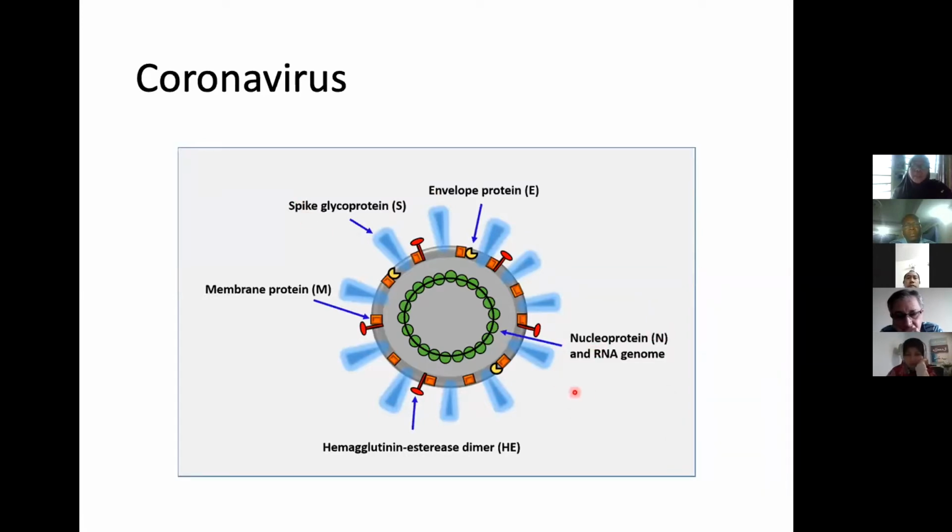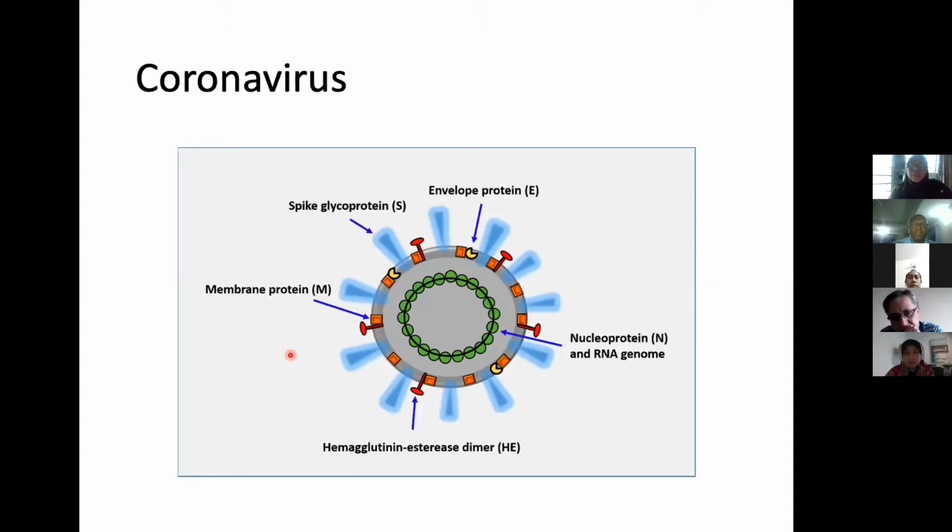In terms of the detection system, it is very important to focus on the spike as well as the N protein. This is the general morphology of coronavirus, be it SARS-CoV-1, MERS-CoV, as well as SARS-CoV-2. The general structure is like this. The difference is in terms of the gene.